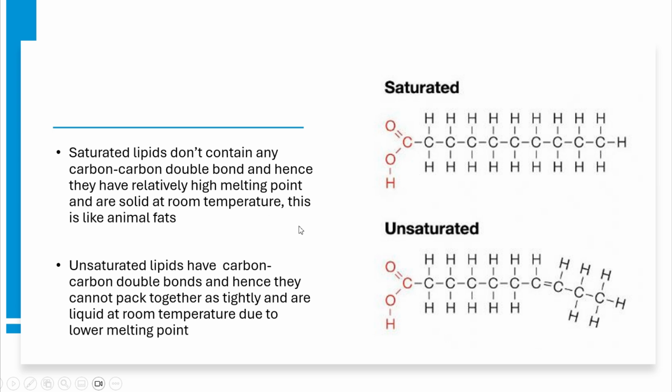So saturated lipids, they don't contain any carbon-carbon double bonds. So they're just straight chain. Just bare chain. Just pure saturation. No kinks, as they call them, in between. Nothing like that. It's just straight chain. And so therefore they have a high melting point, and they are solid at room temperature.